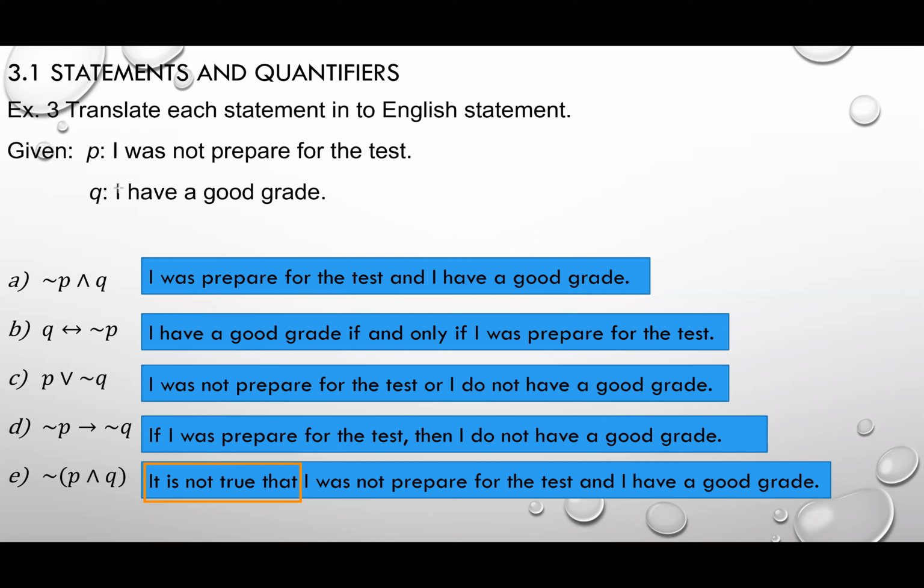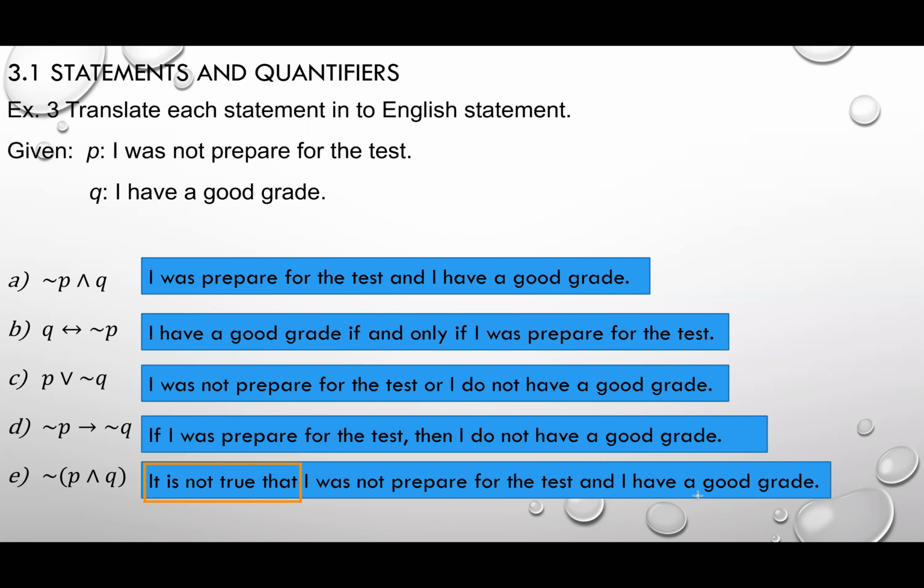So for a simple statement, we don't write "it is not true that." But if it's a compound statement, the easiest way for now to negate it is to say "it is not true," followed by whatever is in the parentheses. Whenever they want you to negate a compound statement, they will always give you parentheses, and don't distribute the negation in. It is not true that I was not prepared for the test and I have a good grade. Meaning you might prepare for a test and not have a good grade; it is not true that both things happened. So it might be one thing or the other, or not both.